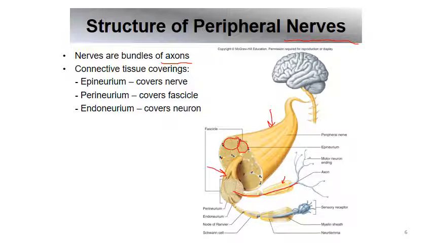Okay? And also the coverings are pretty similar to the muscles. Epineurium, this is the covering on the entire nerve. So here, and we're seeing this covering there. Perineurium covers each fascicle, which we saw here. And the endoneurium covers each axon, or the axon of each neuron.